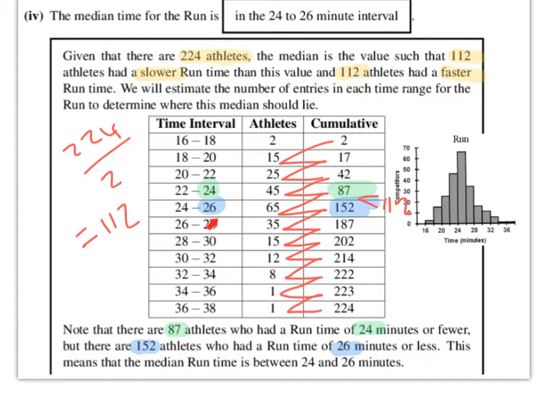So the median is in the 24 to 26 minute interval, because we know that 112 is somewhere in between these two values. So it can't be the 22 to 24 minute range, because there was up as far as 87 athletes, so we need to add on a few more to get to 112. So it must lie in between the 24 to 26 minute range.